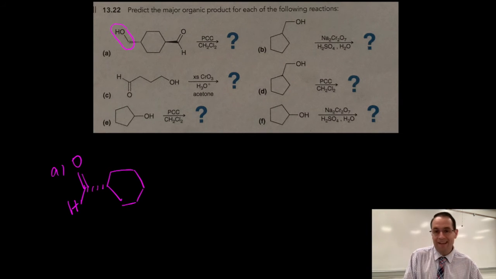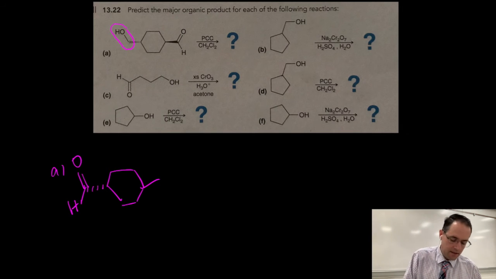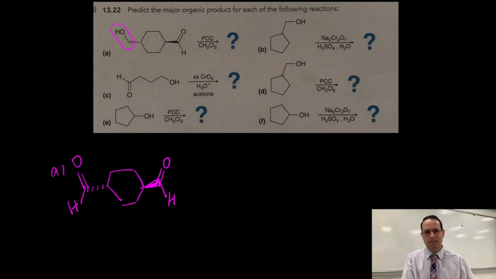Okay, so that alcohol way out there, away from that stereogenic center, is going to be the aldehyde. And what happens over here with this aldehyde? Well, remember, the whole purpose of the PCC is to oxidize the alcohol to the aldehyde and then stop there. So the aldehydes do not oxidize with PCC.